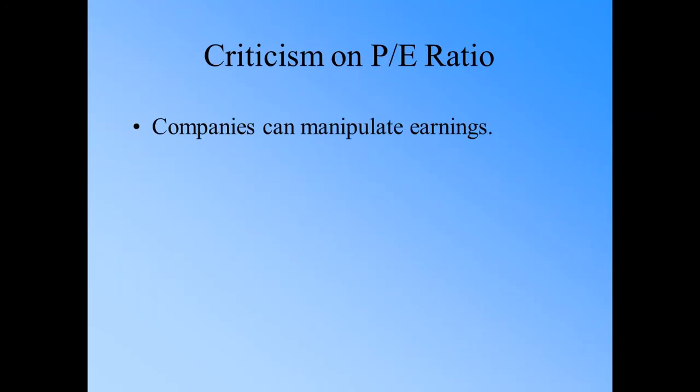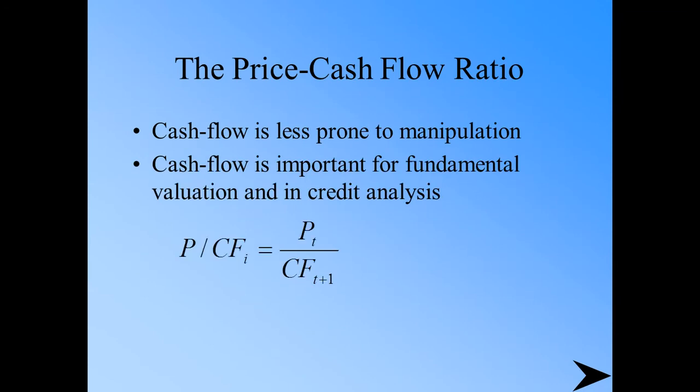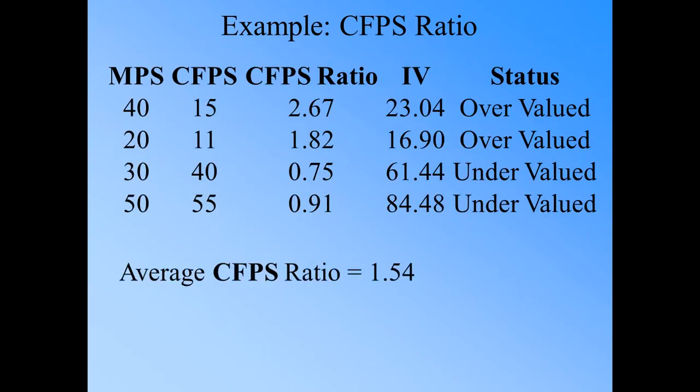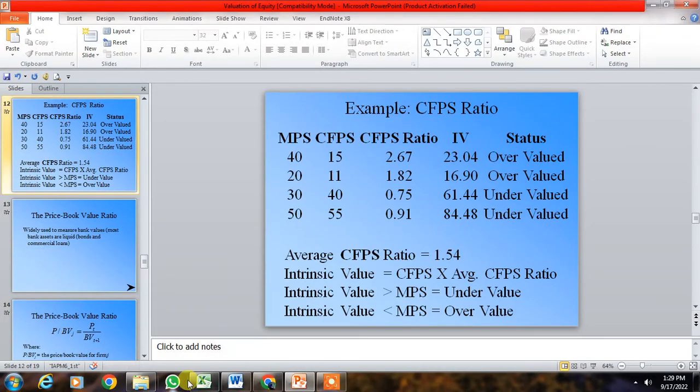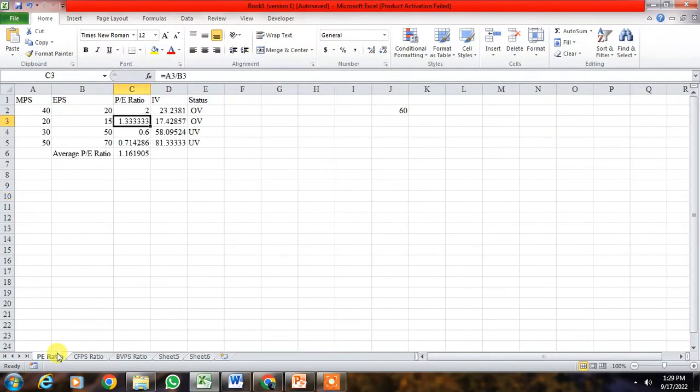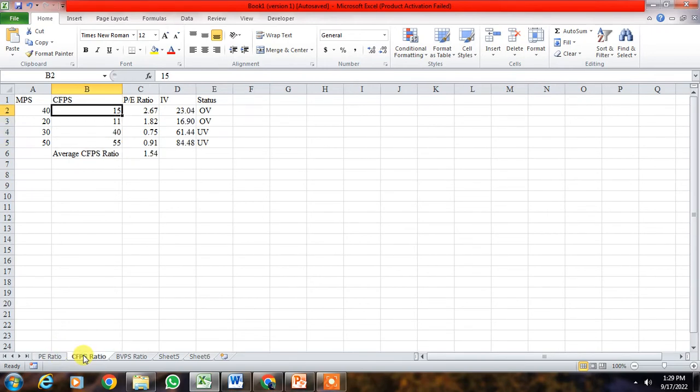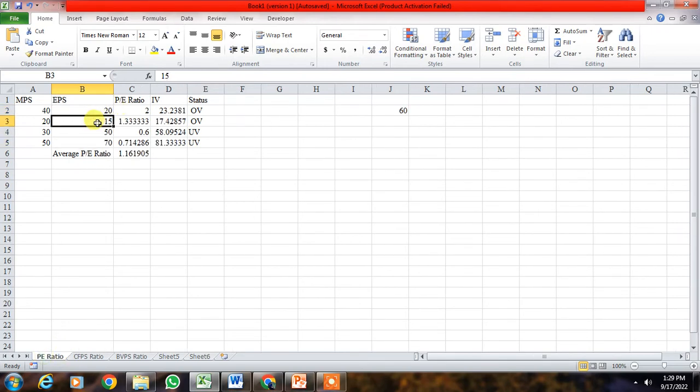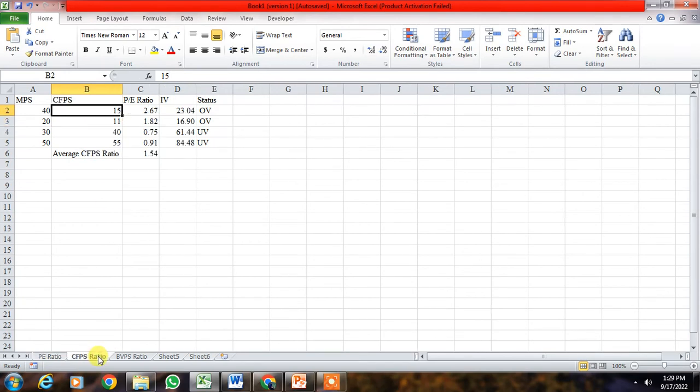Let me show you in MS Excel. It will be easier for you. You can see that the price to earnings ratio was 20 for the first firm, while here the cash flow multiple is 15. Here you can see that the earnings per share is 15, while here the cash flow per share is 11.